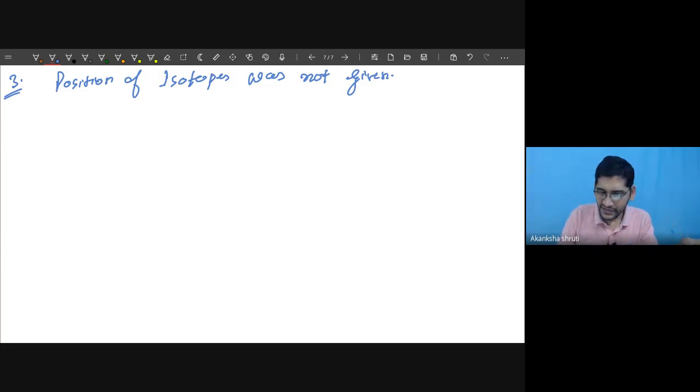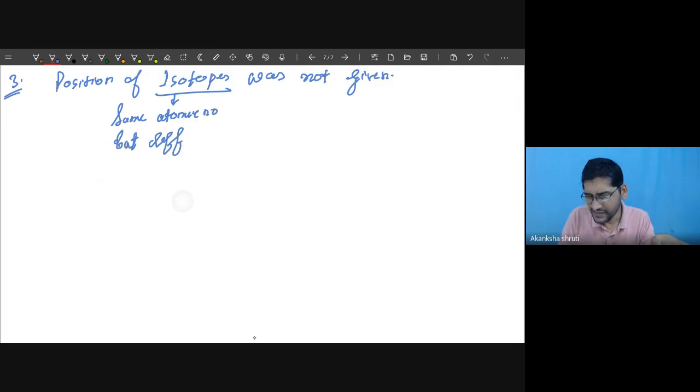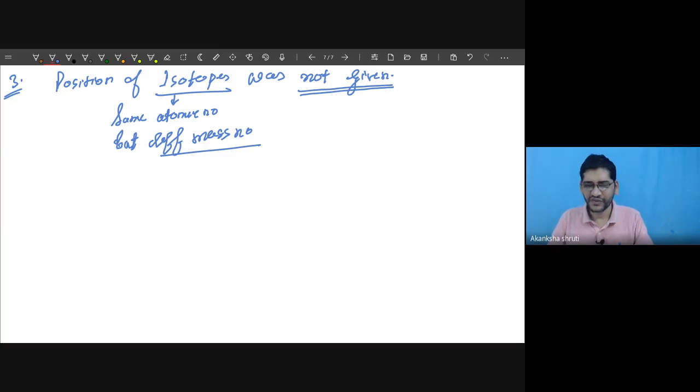Okay, students. So isotopes have the same atomic number but different mass number, and here the classification is based on mass number. A different mass number means a different element, place it in a different column. That was the concept. Therefore the position of isotopes was not given. These were the three important limitations. Get it? Because on changing the mass number, it needs to be given a different position. So that's why it was not well defined.